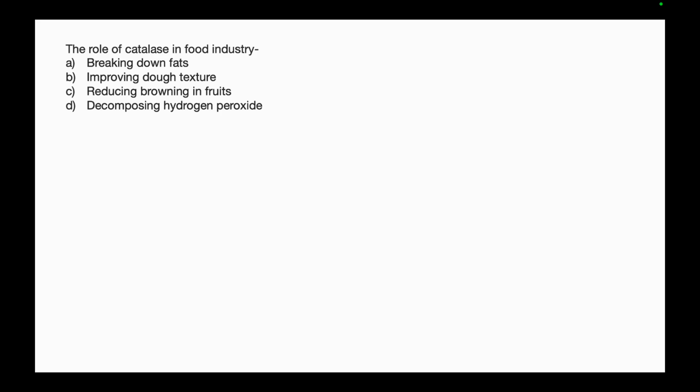The role of catalase in the food industry. So catalase is involved in the breakdown of H2O2. So it will convert H2O2, this we studied in the last class also, into H2O plus O2 gas. So the correct answer is decomposing of hydrogen peroxide.